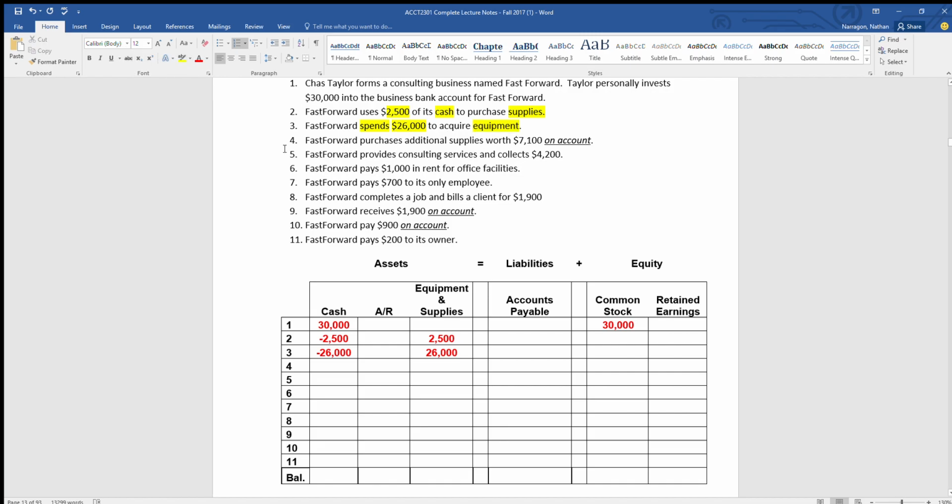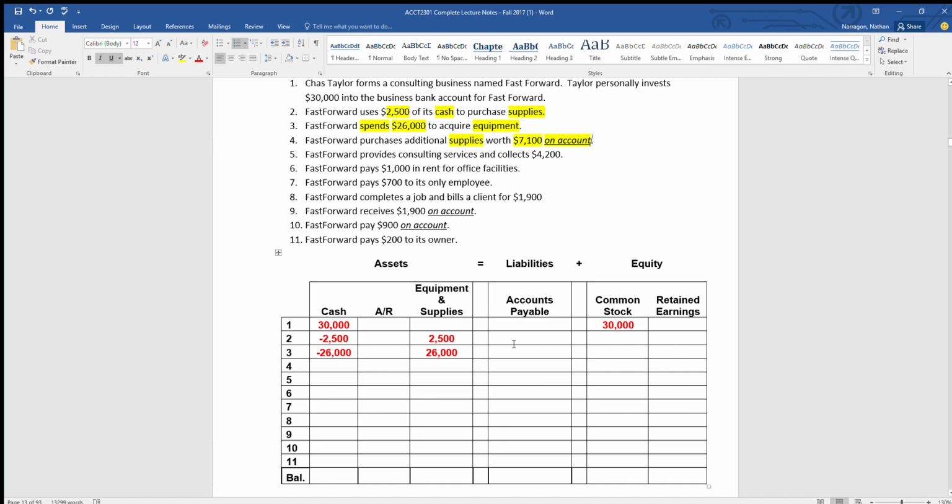So, number 4 is going to bring something new. This one says they purchased additional supplies. So again, we see supplies. We know it's going to affect this one. And it's going to be for 7,100. And it's going to be on account. So since it's on account, it's going to deal with accounts payable.